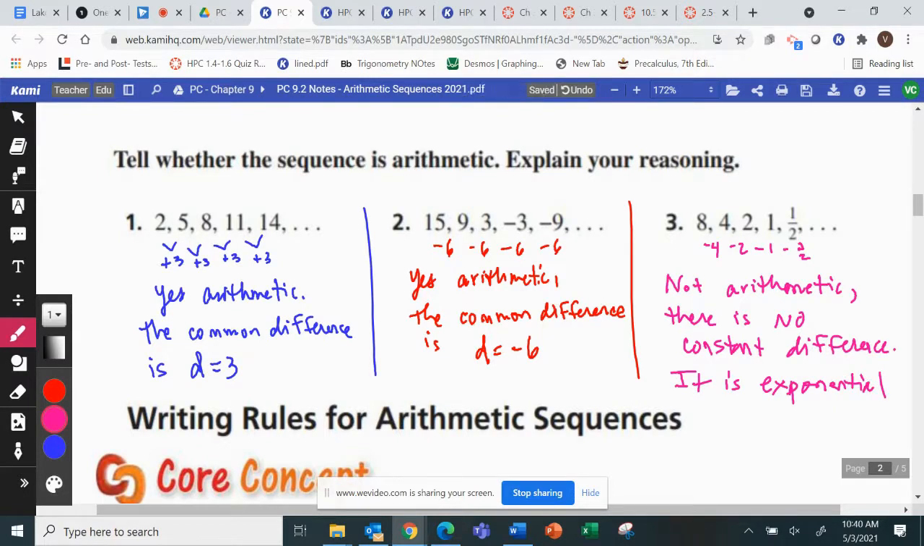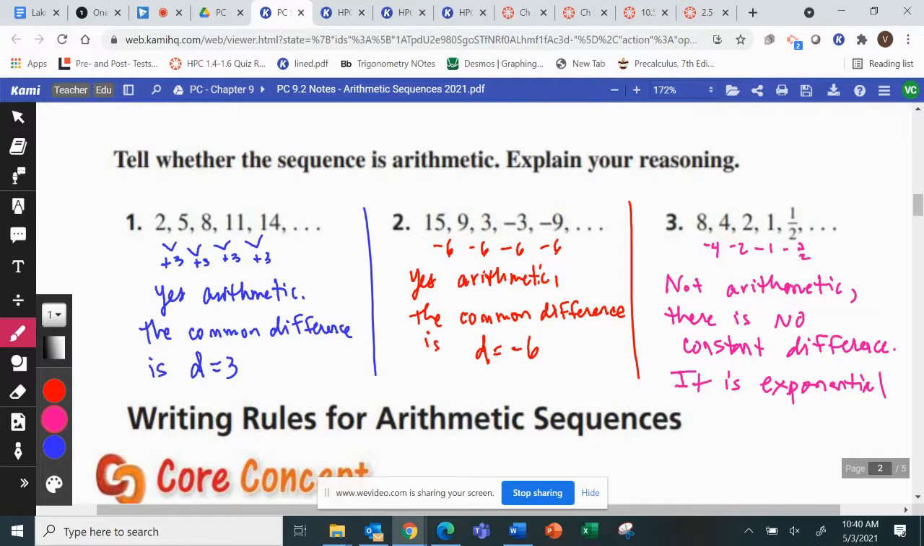Okay, so mine, I had number 1 and number 2 being arithmetic. I have my common difference written down: D equals 3 for number 1 and D equals -6 for number 2. And then 3, it's not arithmetic because it's not adding or subtracting the same thing each time.